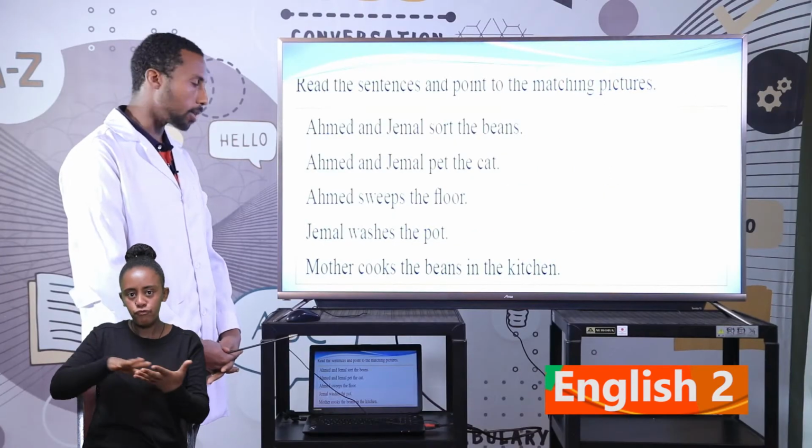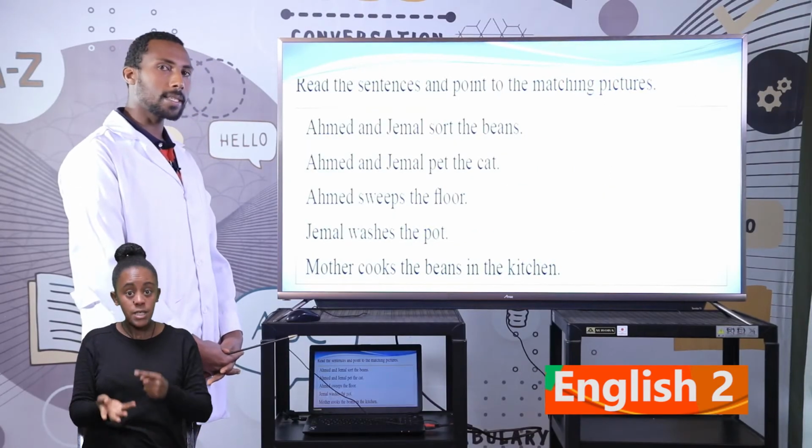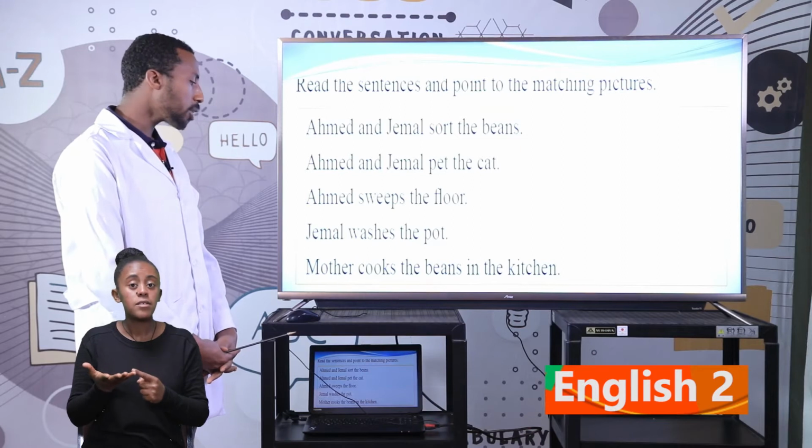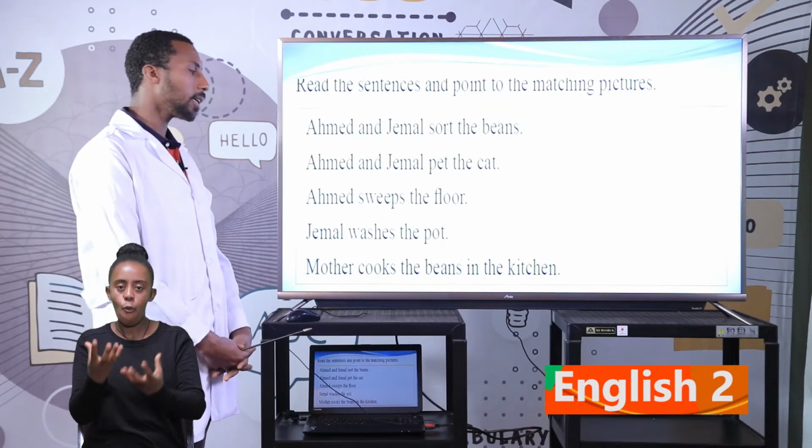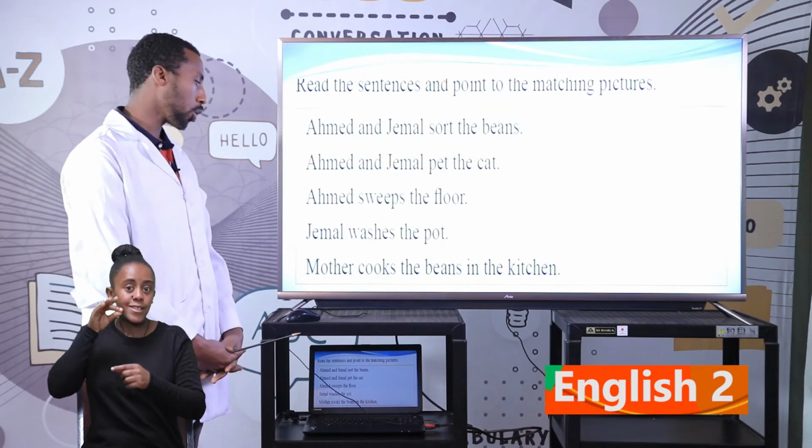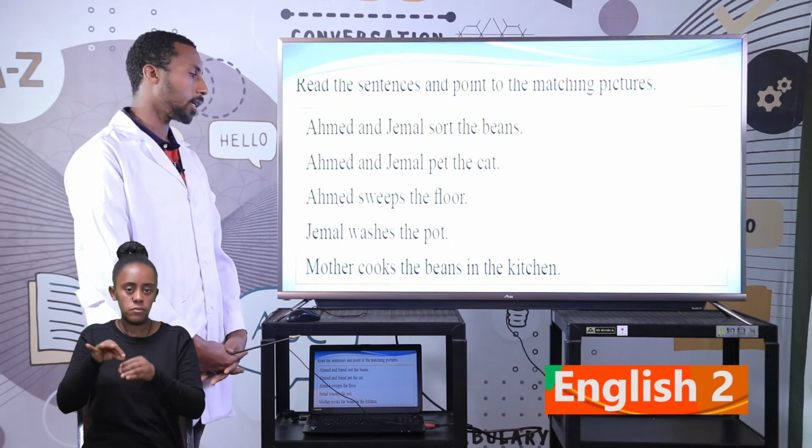Number 4, Jamal washes the pot. Is that not? Yes. The last sentence, it says what? Mother cooks the beans in the kitchen.